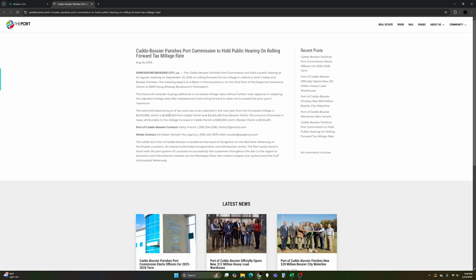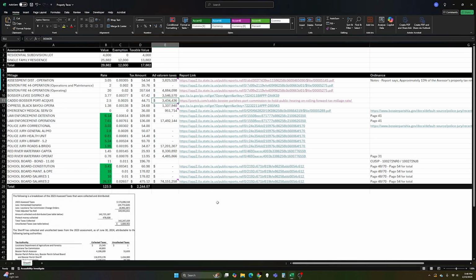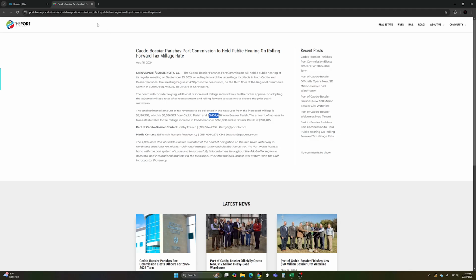Okay, and it says the total estimated amount of tax revenues to be collected in the next year from the increased millage is $9.1 million, which is 5.7 from Caddo Parish and 3.434 from Bossier Parish. So I just put the 3.43 rate there. So this is going to the port of Caddo Bossier.